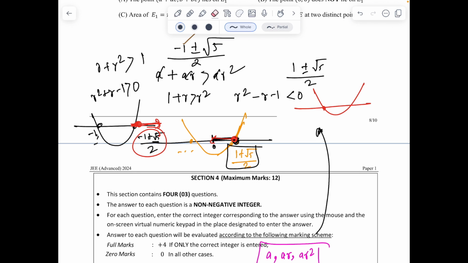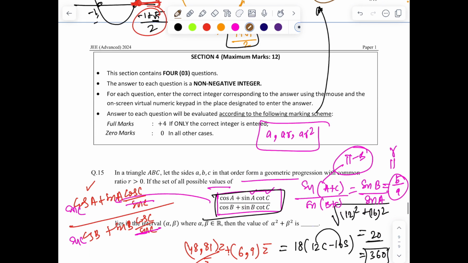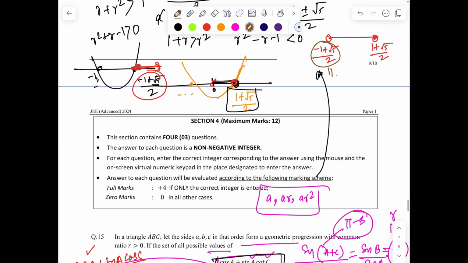So the final restriction on R is that R must lie from minus 1 plus root 5 by 2 to 1 plus root 5 by 2. Equality will not hold because equality will make a degenerate triangle. So this gives the value of alpha, and this becomes the value of beta. So alpha square plus beta square is very simple, and that will give you 1 by 4 times 2 times root 5 square plus 4 square, so 6 1 2. So the answer is 3.